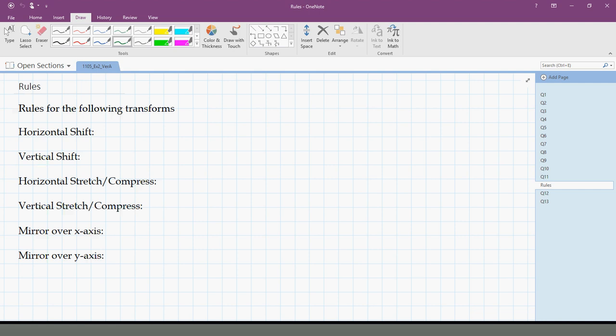Horizontal shift. The horizontal shift is going to be on the x-axis.